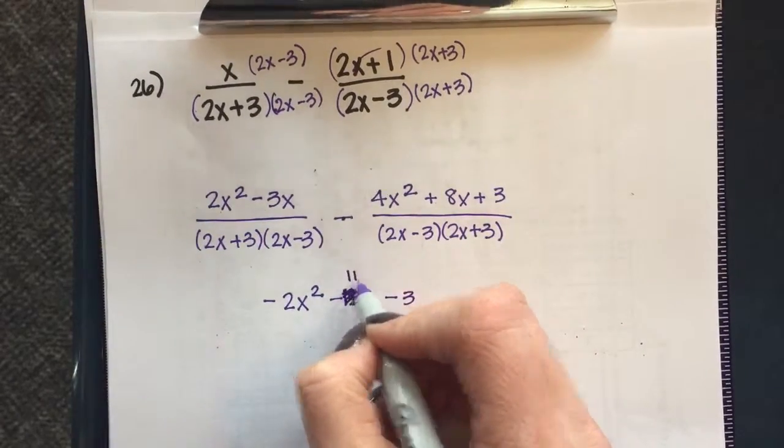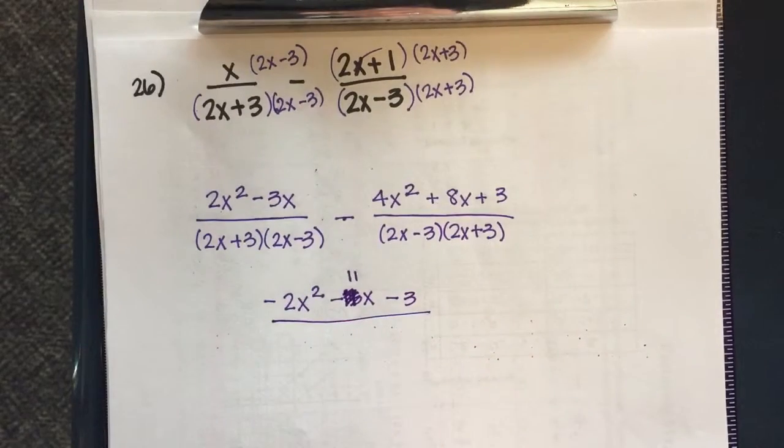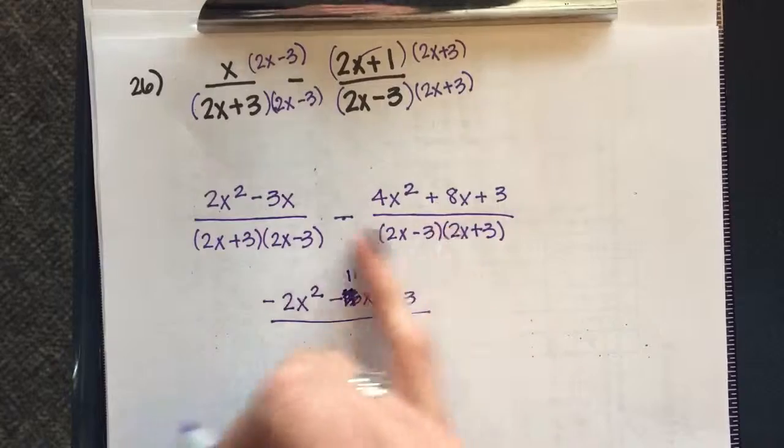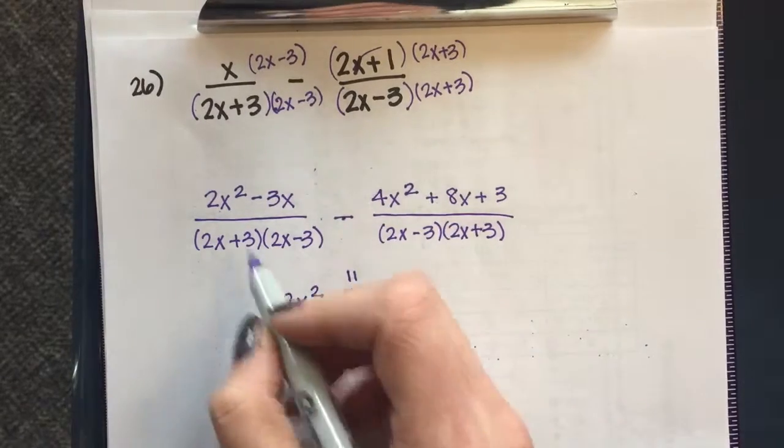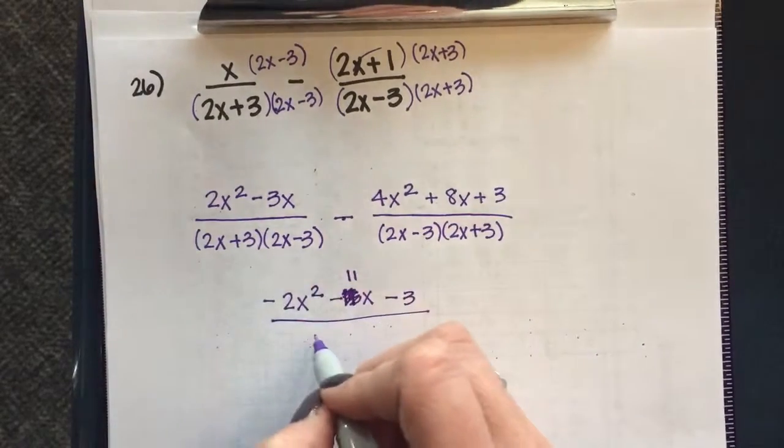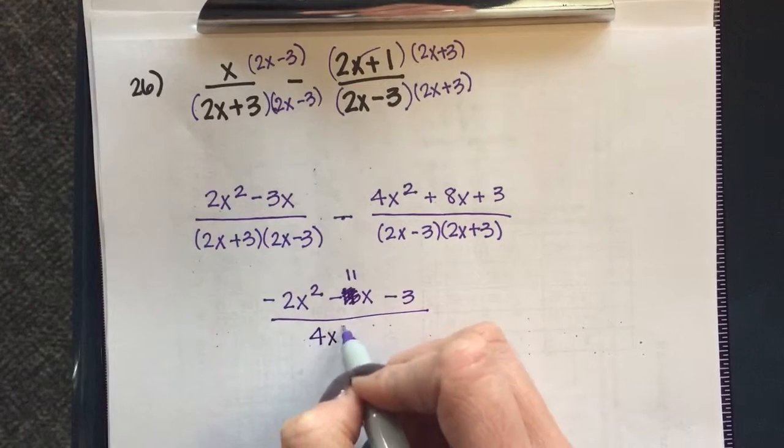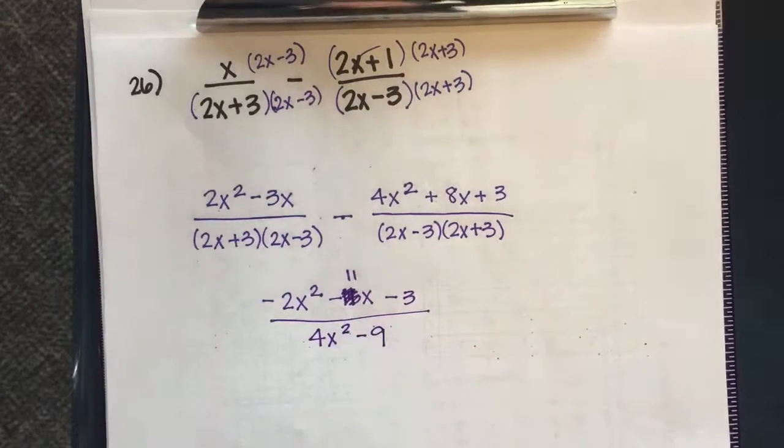And then on the bottom, you could leave it. Remember the bottom's just going to be the same as those two, so you could leave it like that, or you could multiply them together and get 4x squared minus 9.